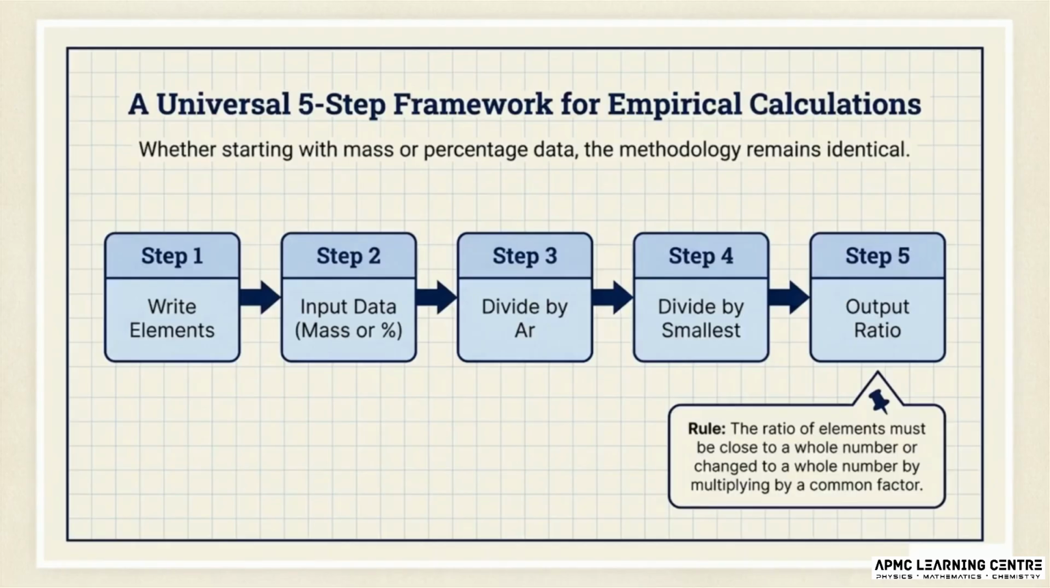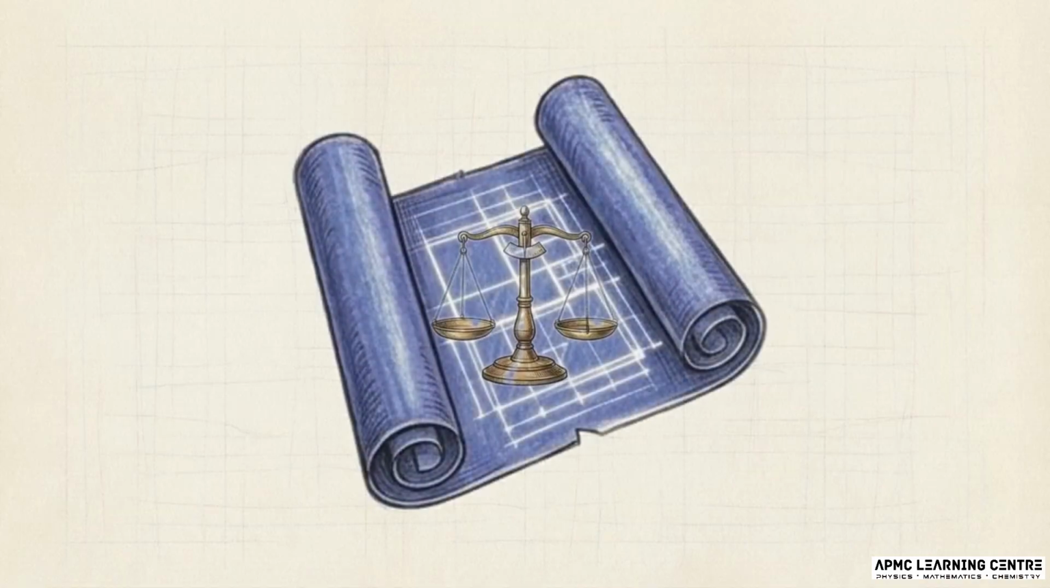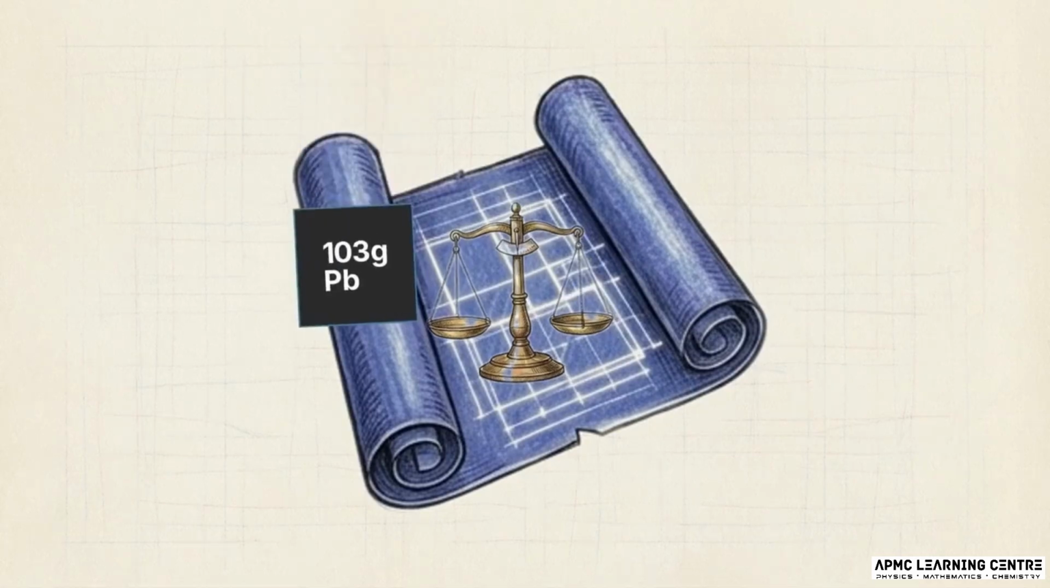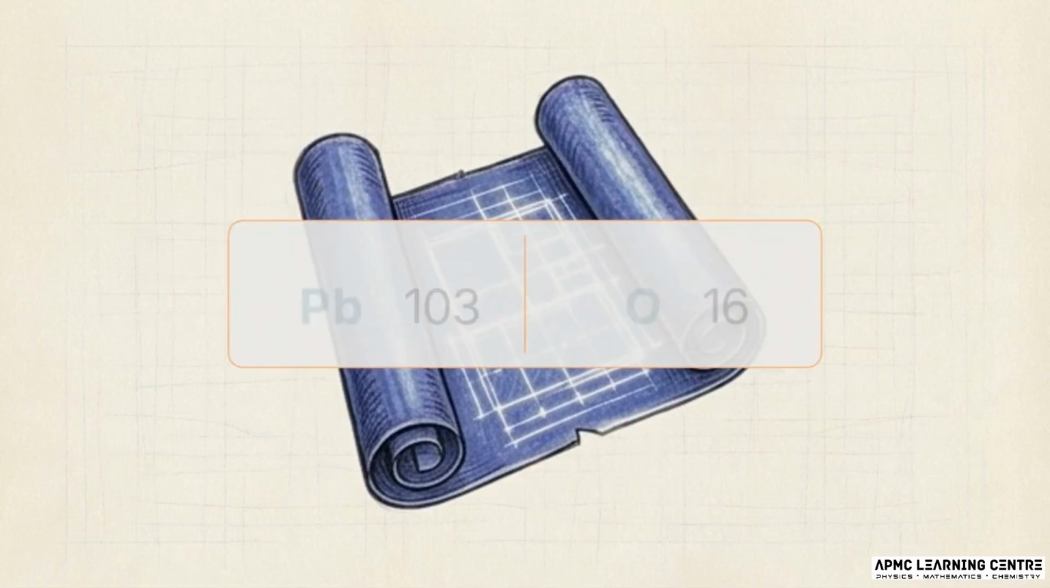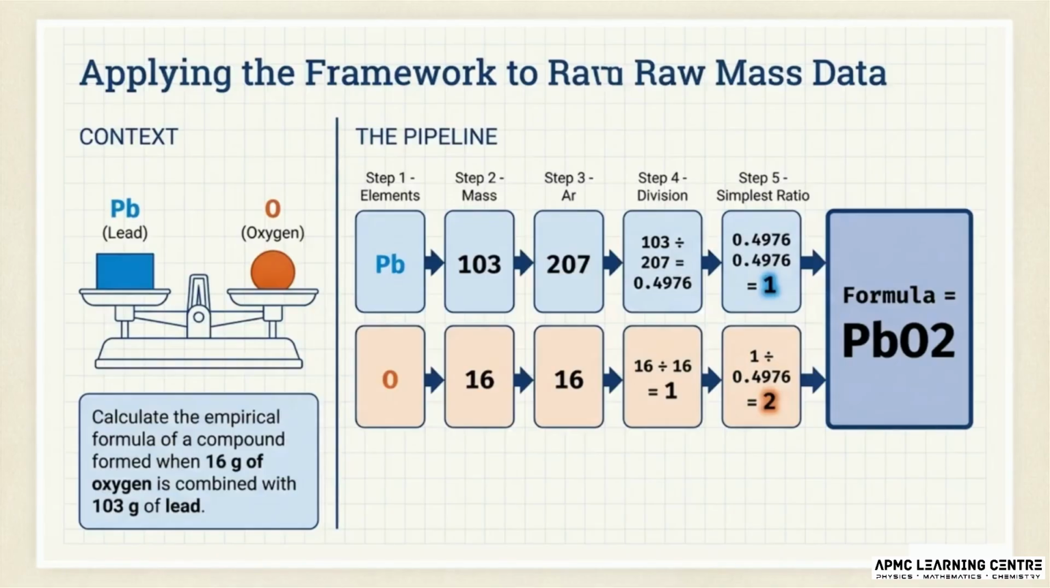Now, what if we are starting from scratch? This diagram outlines a universal 5-step framework. It is the standard forensic toolkit chemists use to reverse engineer formulas from unknown lab samples. Suppose we have a laboratory sample containing 103 grams of lead and 16 grams of oxygen. From these starting weights, we can work backward to determine the compound's structure. This chart breaks down the data entry and conversion phases.